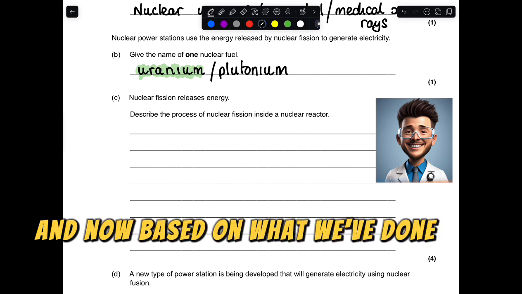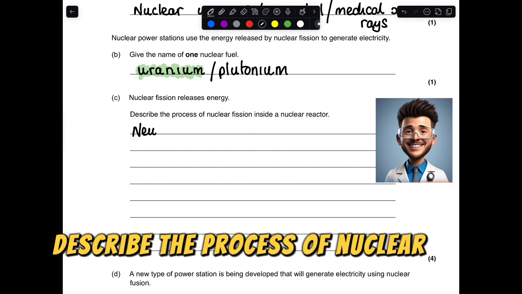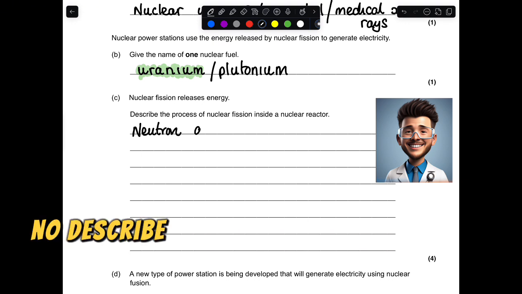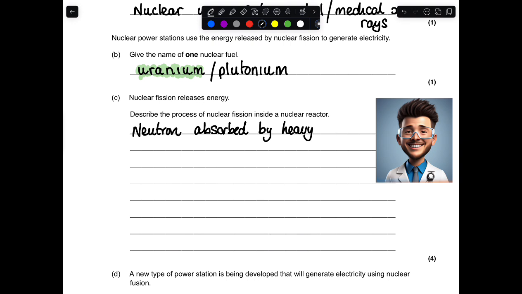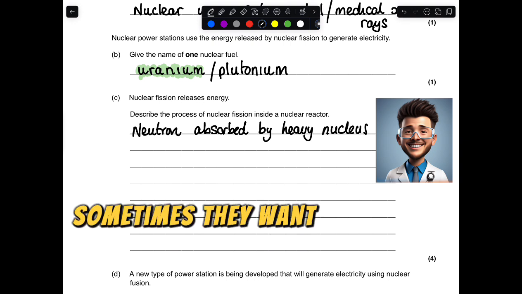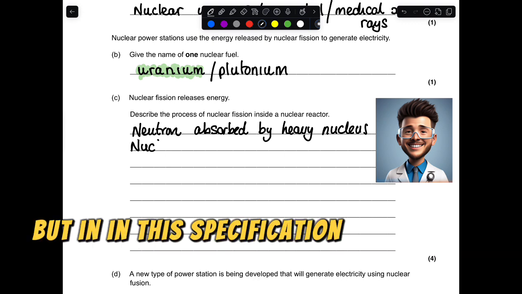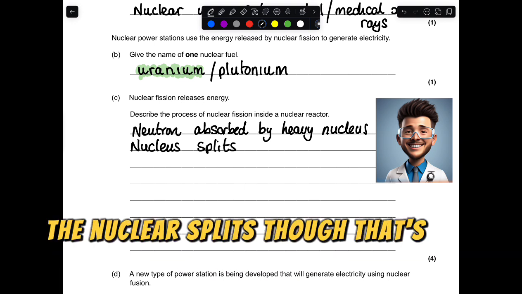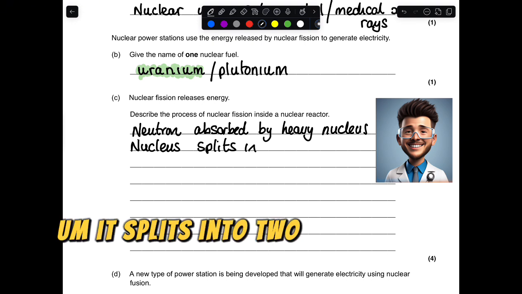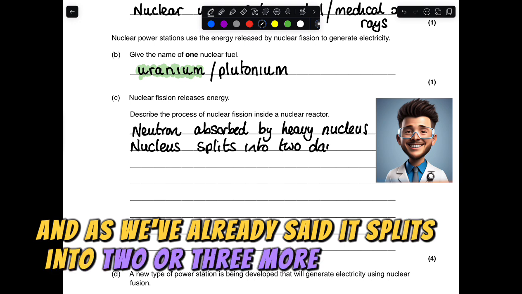And now, based on what we've done in the video, hopefully this question should be relatively easy for you. Describe the process of nuclear fission. And so we can see that we've mentioned all the key words here. Like I said, sometimes they want you to identify that it's a slow-moving neutron, but in this specification, just a neutron is fine. Neutron absorbed is fine. The nucleus splits, though, that's got to be in there. It splits into 2 daughter nuclei. And as we've already said, it splits into 2 or 3 more neutrons.